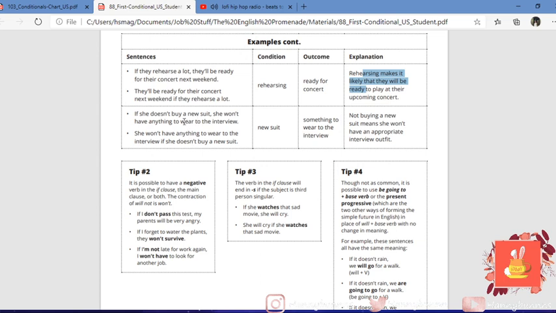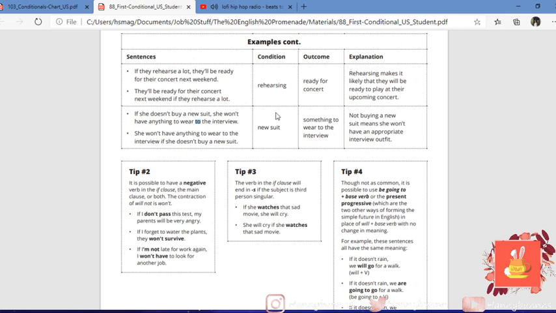So notice earlier, I said a different word. Instead of "to", I said "for". Here: if she doesn't buy a new suit, she won't have anything to wear for the interview. A lot of people go with "for" or "to". People say "wear to the interview". It's like when you say you're going to wear this outfit to the event, so there's a direction towards it.